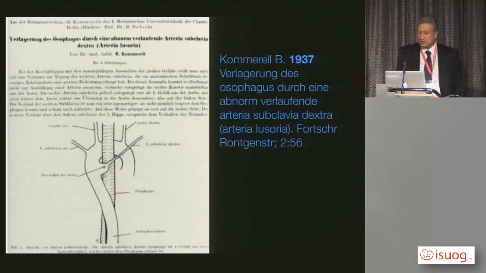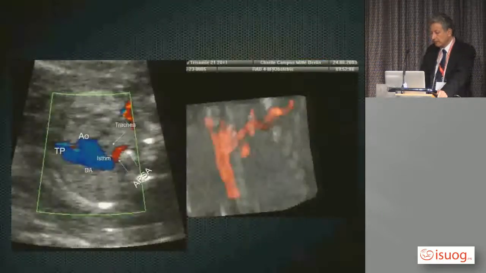Actually, the true description of this vessel was done at the same hospital I was working at. It was at the Charité by Kommerell and co-workers. He described that the esophagus was shifted by a vessel coursing behind the esophagus, and he called it the arteria lusoria, or the abnormal course of the arteria subclavia. And this kind of bulging is called until today the Kommerell diverticulum.